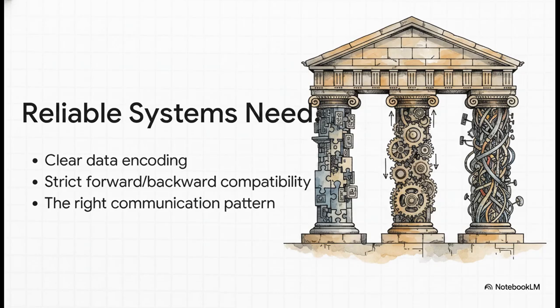So let's distill the core takeaways of our explainer today. Building a truly reliable system depends on three main pillars. First, you need clear data encoding and serialization formats, so systems actually understand each other and prevent translation errors. Second, you absolutely need strict forward and backward compatibility so your system can achieve zero downtime rolling upgrades. And most importantly, you have to choose the right communication pattern for the specific job.